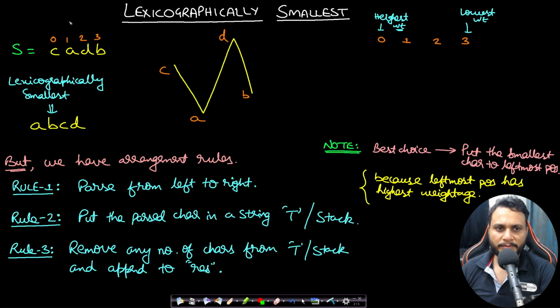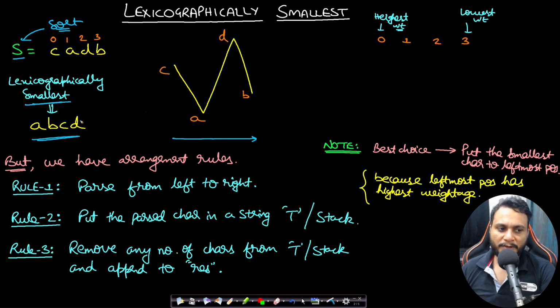In this problem, we need to generate the lexicographically smallest string. In the given string here, I have taken 4 characters c a d b, and you can understand this in the form of a graph. The lexicographically smallest string would be abcd, but this may not always be possible. How did I generate abcd? By just sorting it. If you sort the given string in ascending order, that means non-decreasing order, then you will get abcd.